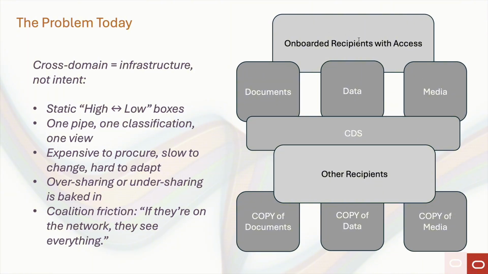We've either got onboarded recipients with access, which increases our insider threat risk because we're bringing more people up high, or we've got our CDS doing donkey work it was never intended to do, taking things down to other recipients, but then we end up with another problem. At the low side, we have copies of documents, copies of data, copies of media that we then need to try and secure in different ways. That is a significant problem, and that's exactly what I've just shown you how to solve.